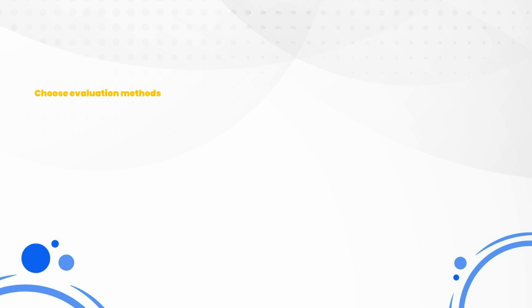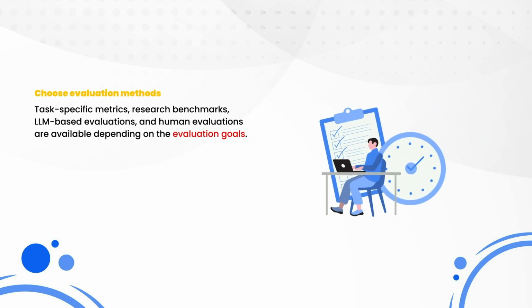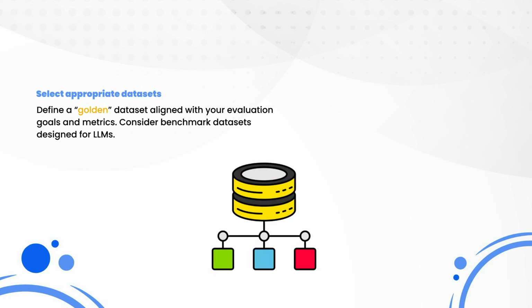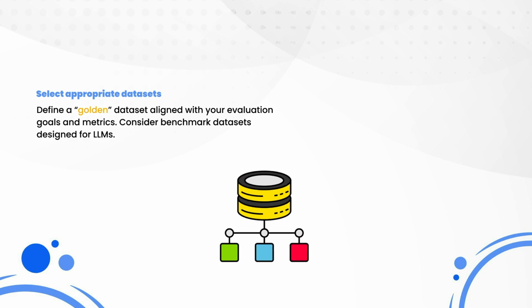In the second step, you need to pick the evaluation method. You can pick from different methods like task-specific metrics, research benchmarks, LLM-based evaluations, and human evaluations based on your evaluation goals. As for selecting the appropriate dataset, you want to define a golden dataset that aligns with your evaluation goals and metrics. One good place to look is the benchmark datasets that are specifically designed for evaluation of LLMs.